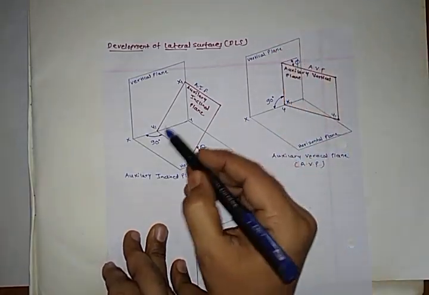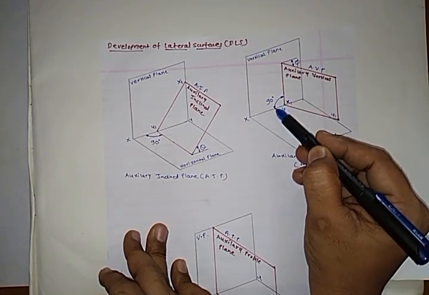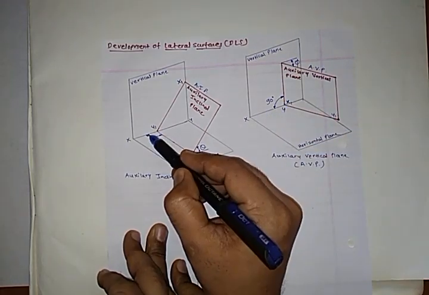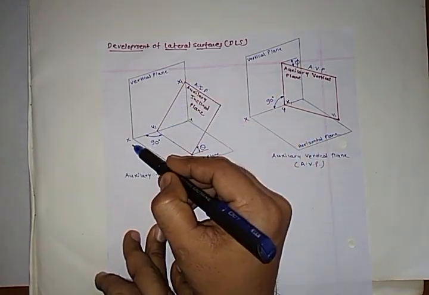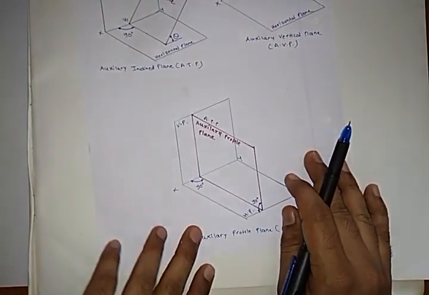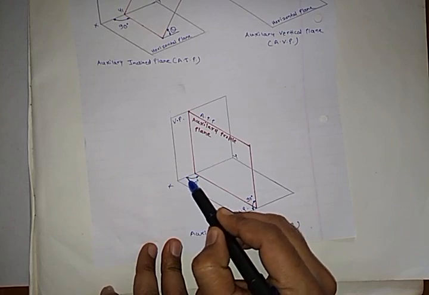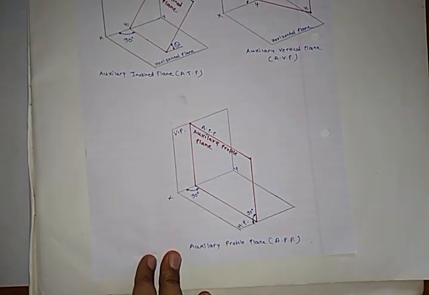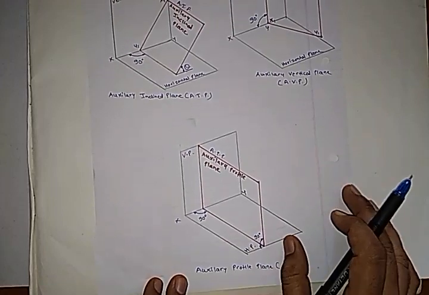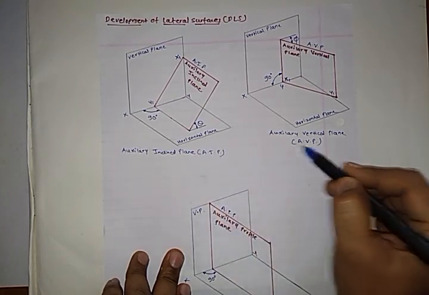In this case, here is the theta and here is the phi. This plane is inclined to HP by 90 degree. This plane is inclined to VP by 90 degree. XY and X1 Y1, those are showing those particular planes. In the case of the auxiliary profile plane, you can see this plane is perpendicular to VP and perpendicular to HP also. So the auxiliary profile plane is perpendicular to both the horizontal and vertical plane. So AIP and AVP.